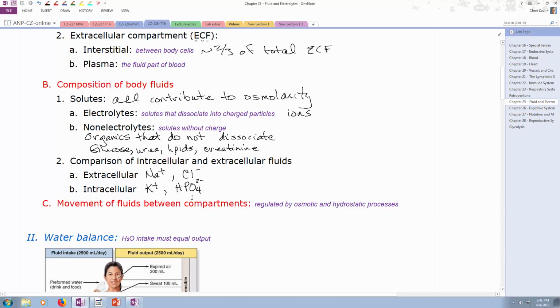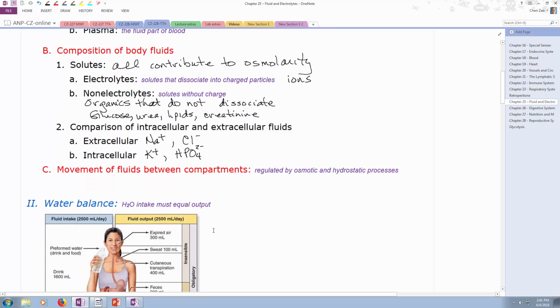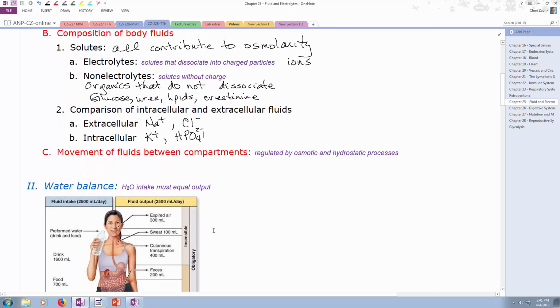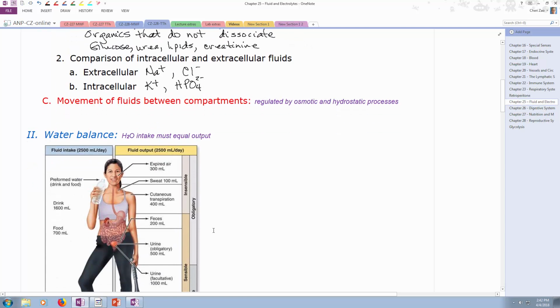Now, fluids will move between the intracellular and extracellular compartments based upon various osmotic and hydrostatic pressures. And so that's what we've been talking about when we talked about capillary dynamics, and also when we talked about net filtration pressure with the kidneys. So osmotic, remember, is that pulling pressure based upon particles, pulling water to it, and hydrostatic pressure is more of the pressure that's related to the weight of water, or the pushing aspect of blood pressure and things like that related to water.